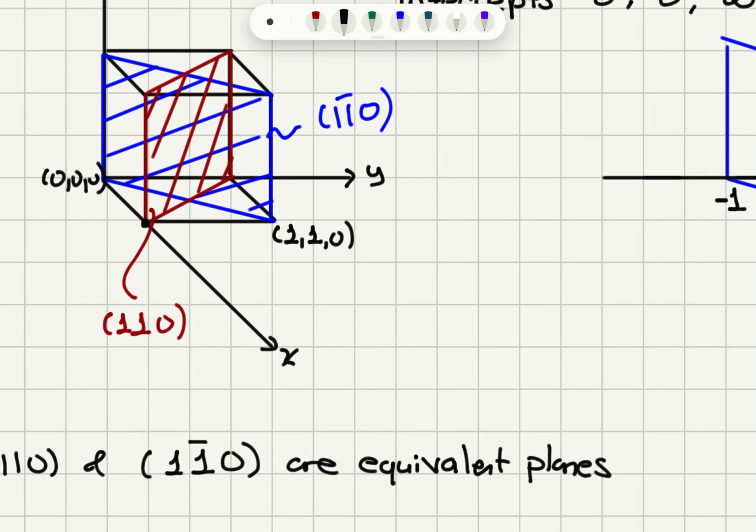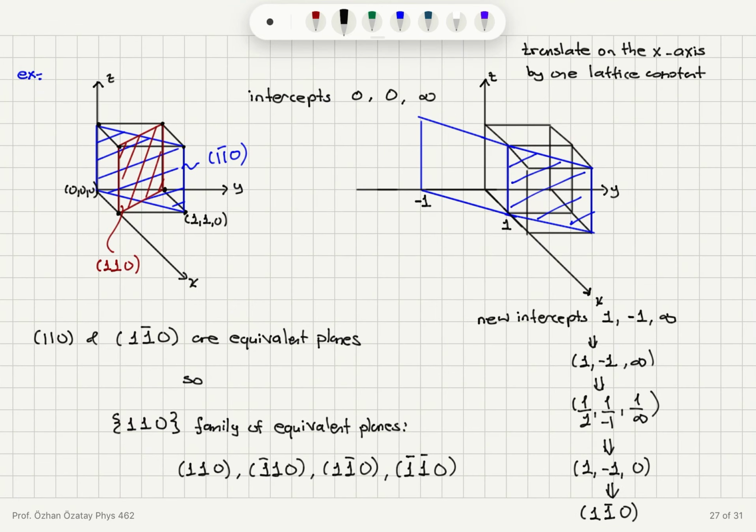Now, if you look at this red plane, that red plane intercepts the x-axis at 1. So let's put lattice points here. These are my lattice points. As you can see, this intercepts at 1, and also the y-axis at 1, and the z-axis at infinity. So it's a (1 1 0) plane.